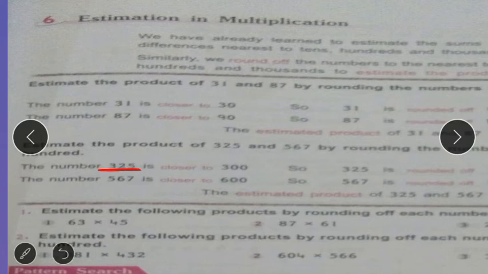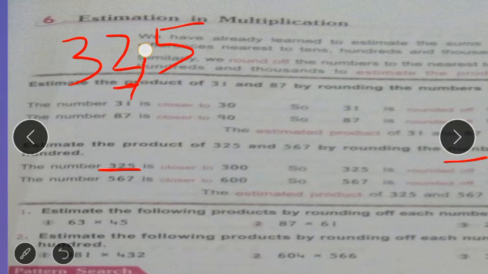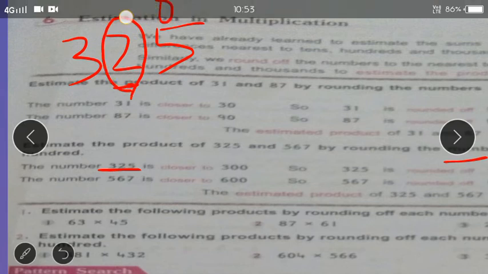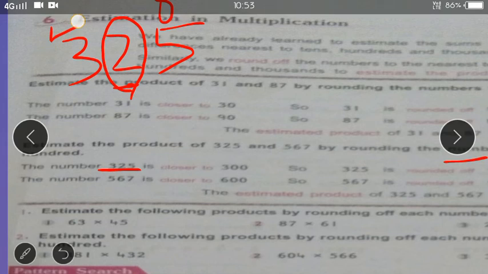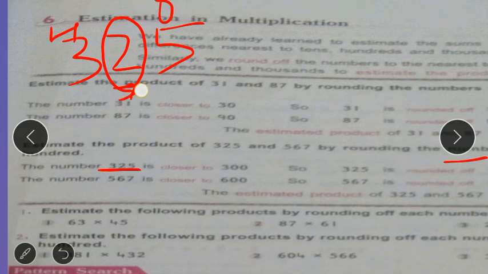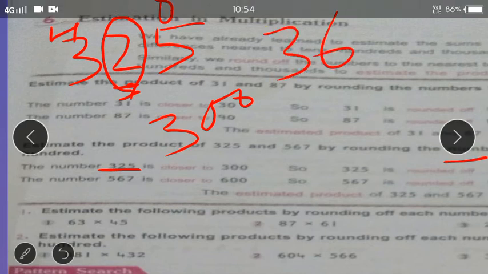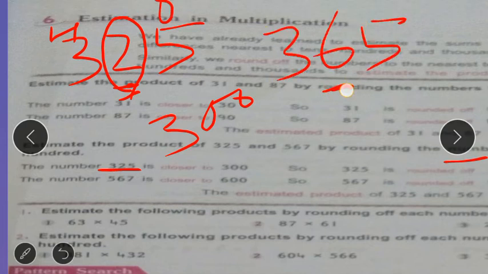The number is 325. When we have to round off the number to the nearest hundreds, you have to see the digit in the tens place. This is ones, this is tens, this is hundreds. The number in the tens place is less than 5, so its estimating value will be 300. If instead of 325 the number is 655, here the tens digit is more than 5, so its estimating value will be 700.